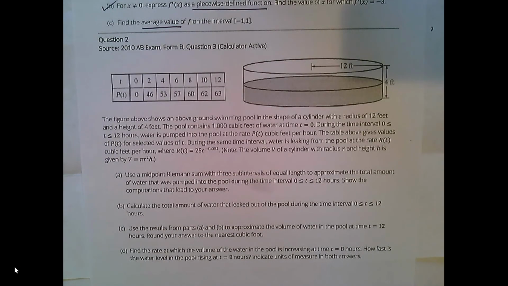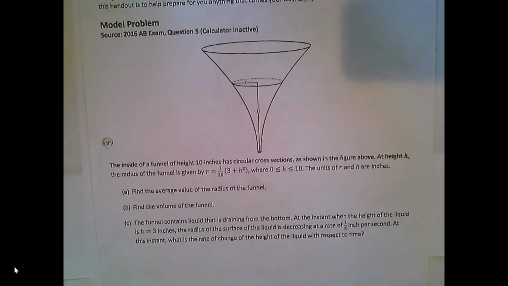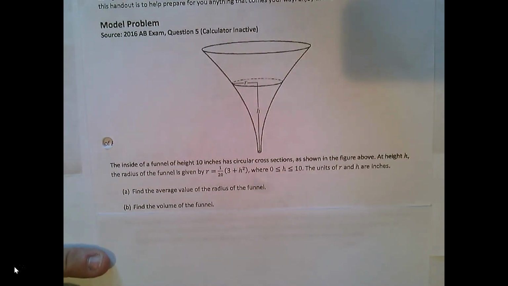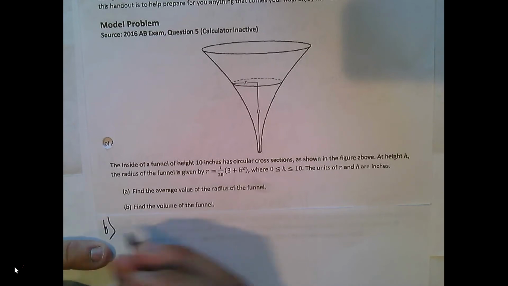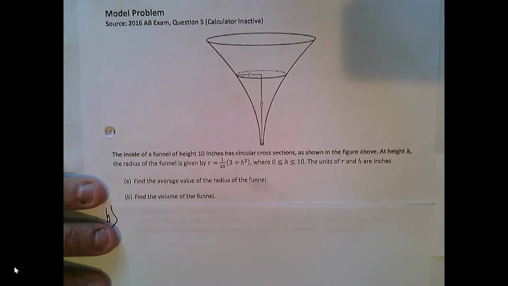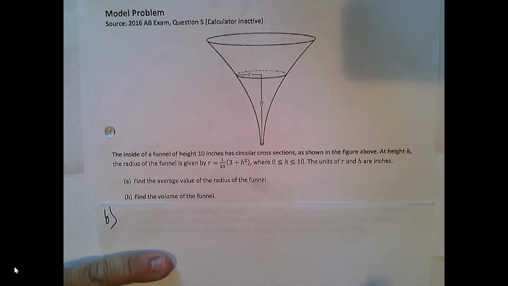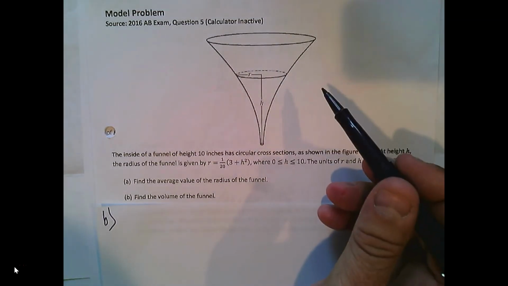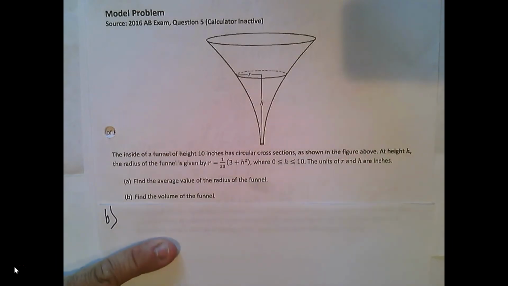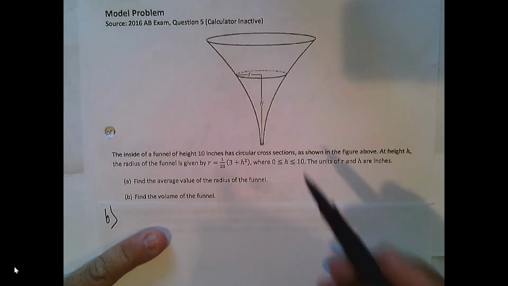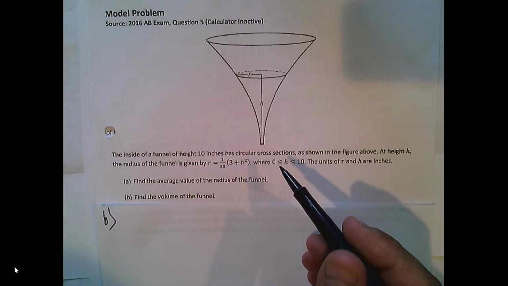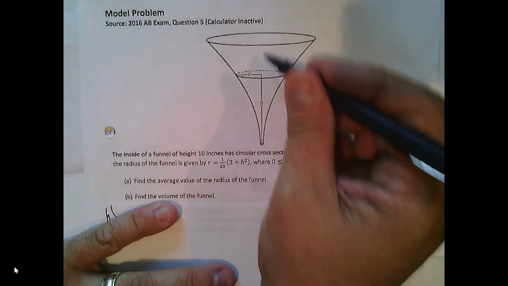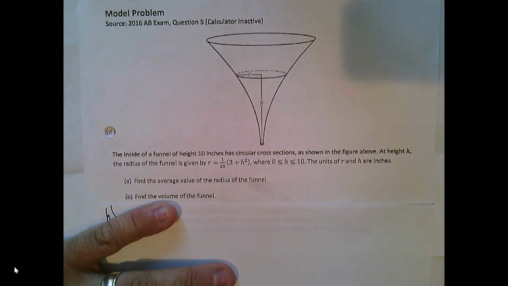Oh, my bad. Okay. In part B, we're asked to find the volume of the funnel. And I think this is where kids started to fall apart. How do you find the volume of this funnel? They didn't give you the volume formula. The only volume that we've done in this course has been volume of revolution and volume with known cross sections. Well, you could apply either technique here.